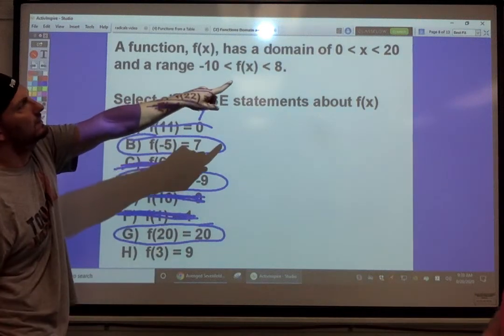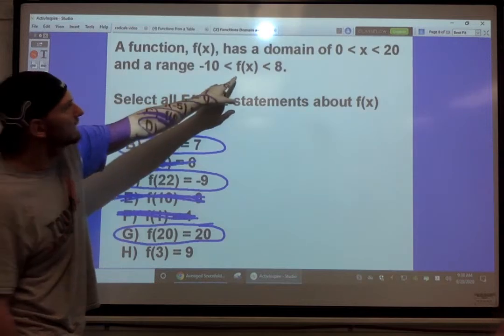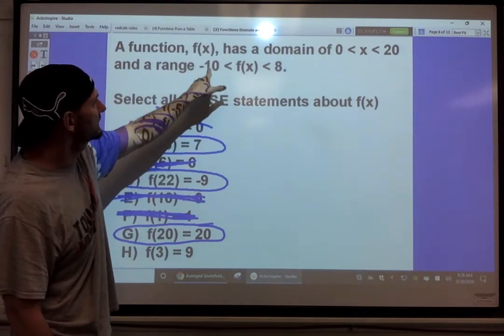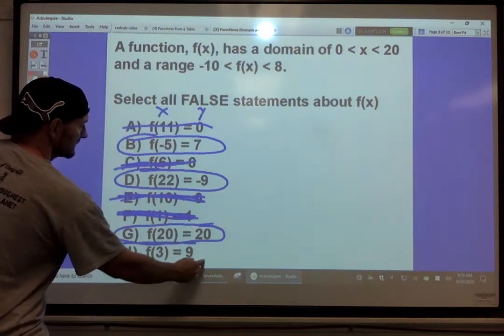And 3 is between that up there and 9. Is 9 between these two numbers? No. So that's another false statement.